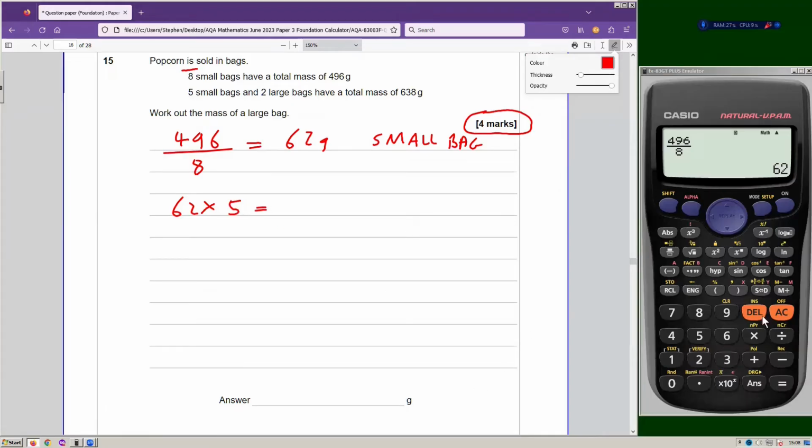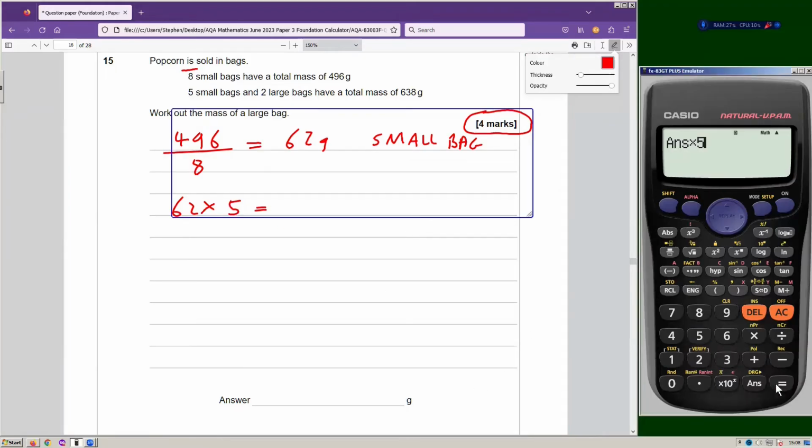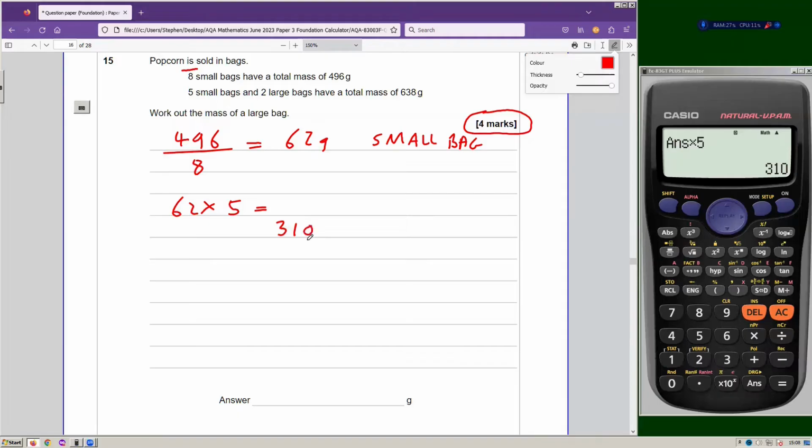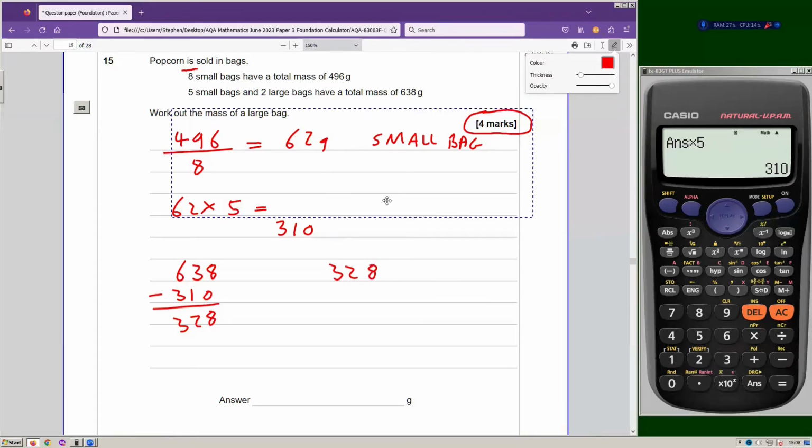I could just go like this. Times 5 should be 320. Oh, 310, sorry. 310. Yes, of course. Half of 62 is 31 times 5. 310. So now we go 638 minus 310 to 328. That's 2 large bags.